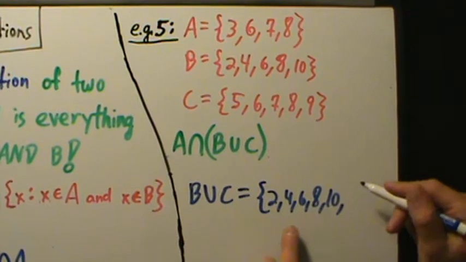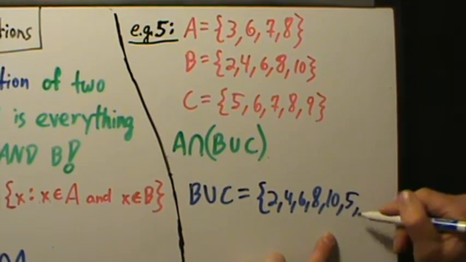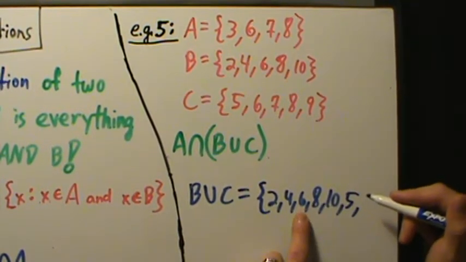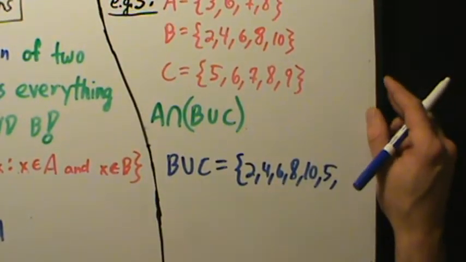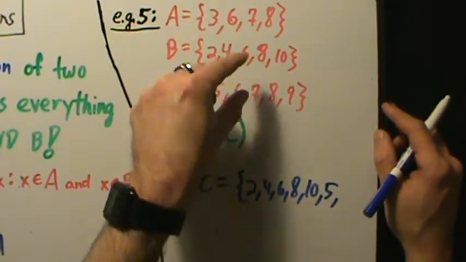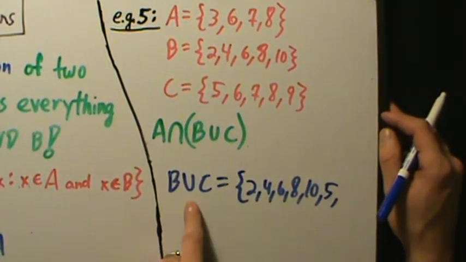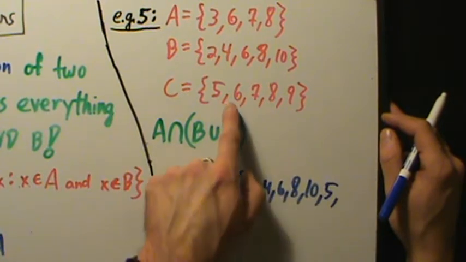Did we write 5 yet? No, so we have to write it. Did we write 6 yet? Yes, so do not write it again. Remember, only write it once. Even though 6 is in both B and C, so it appears twice, we only write it once. Remember, for unions, just write things once. So don't write the 6 because it's already there.